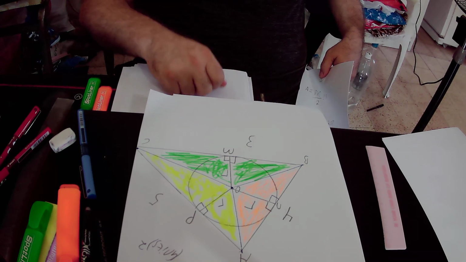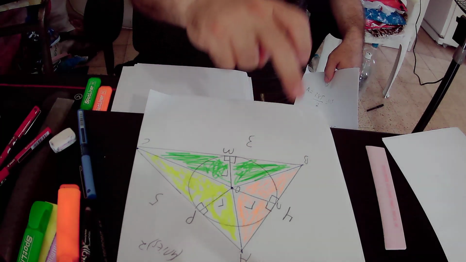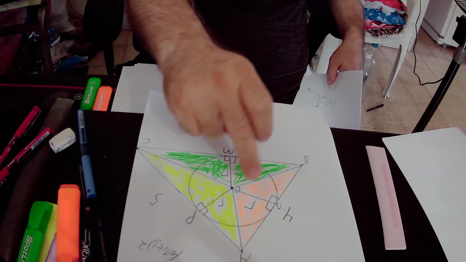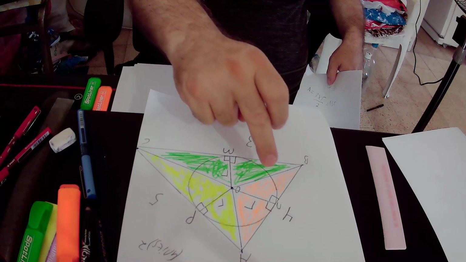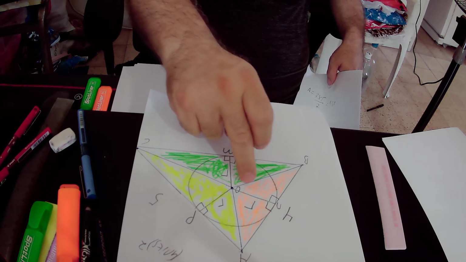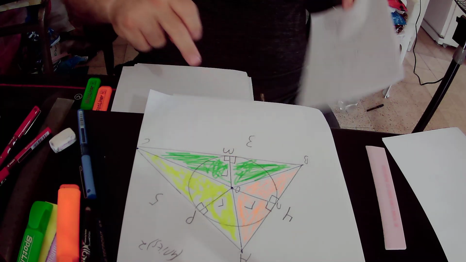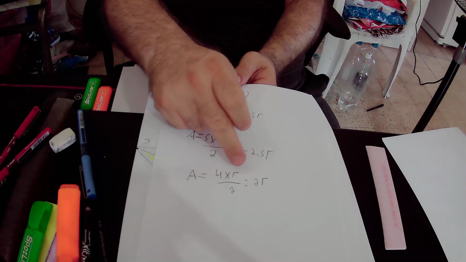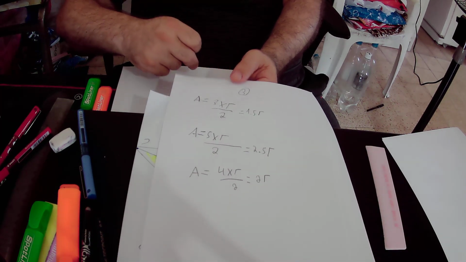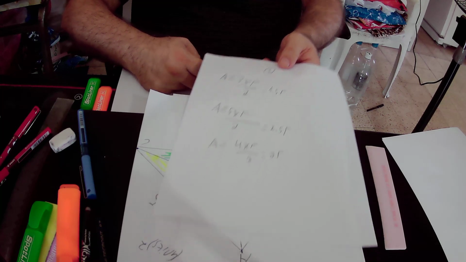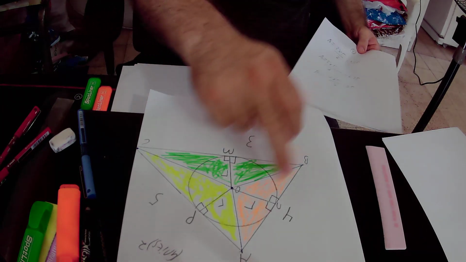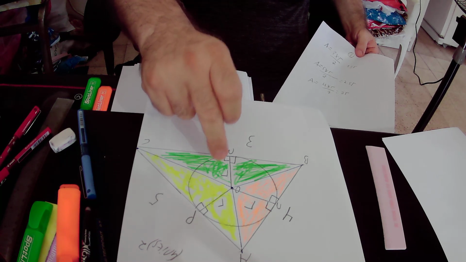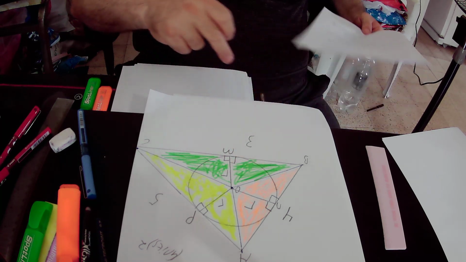And in the same way we calculated the area of the orange triangle. The area of the orange triangle equals the base of the triangle, that is 4 units, times the height, that is the radius, all divided by 2, or 4 times the radius divided by 2 equals 2 times the radius. And we actually know that the area of triangle ABC equals the sum of the areas of the green triangle plus the yellow triangle plus the orange triangle.